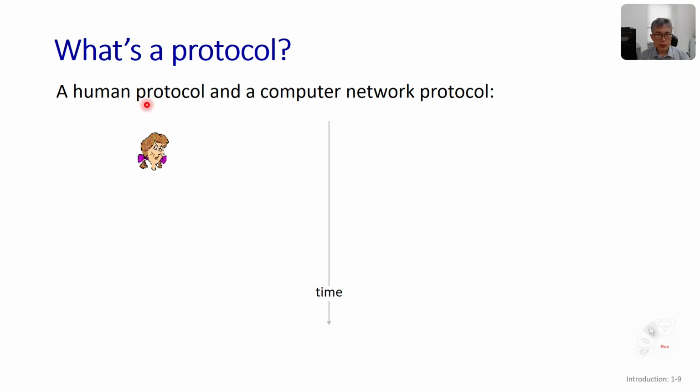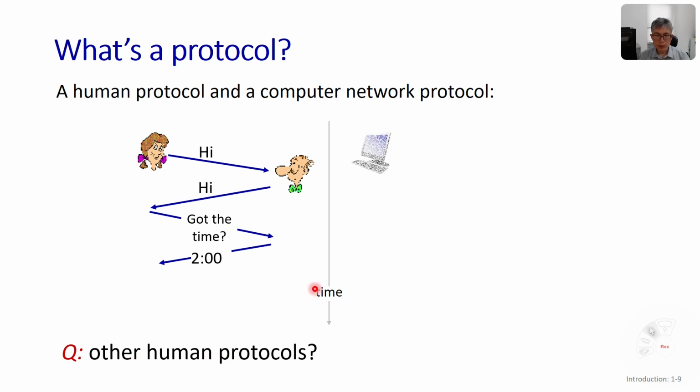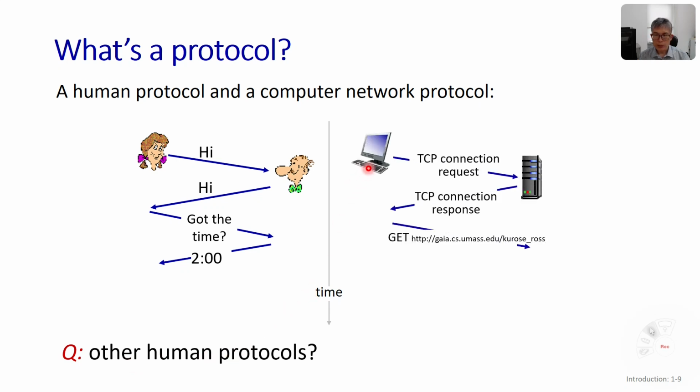So we have an example where Alice and Bob communicate with each other. Hi. Got the time? 2 p.m. That is a human protocol. In a similar way, this desktop and the server can communicate: set up a TCP connection using the TCP three-way handshake, and after that we can get a web page using HTTP. HTTP stands for Hypertext Transfer Protocol for the World Wide Web.